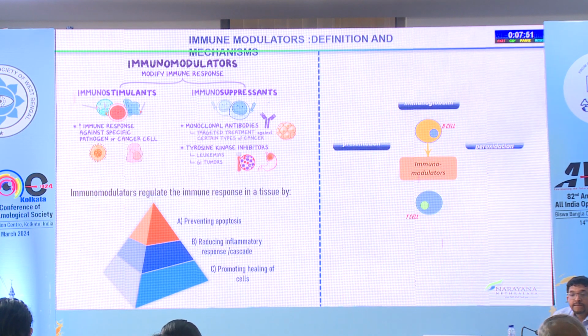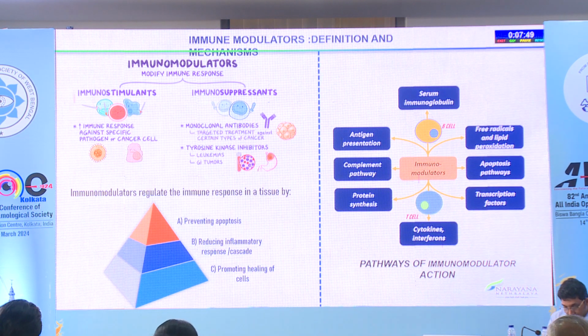So when we look at immune modulators, there are immune stimulants and immune suppressants. And among immune suppressants, there are a lot of drugs today like monoclonal antibodies, tyrosine kinase inhibitors and all that.